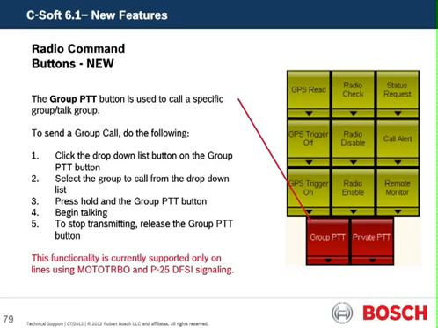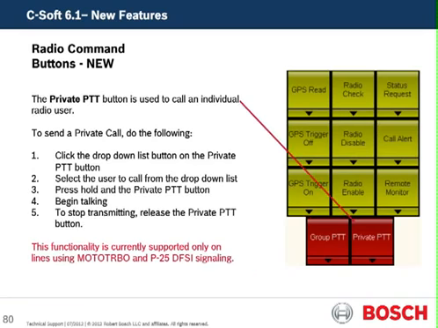The Group PTT button is used to call a specific talk group. This functionality is currently supported only on Moto Turbo and DFSI lines. The Private PTT button is used to call an individual radio. This functionality is currently supported only on Moto Turbo and DFSI lines.